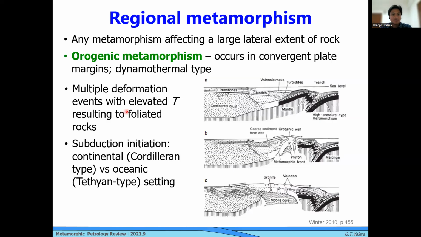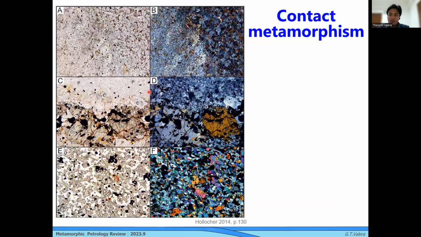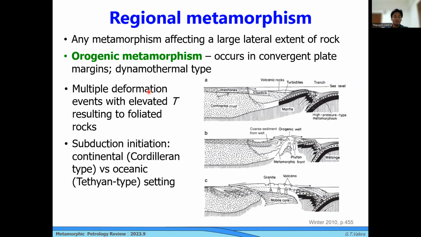Okay, so the next type of metamorphism, we move from contact metamorphism to the next type, which is regional metamorphism. As I mentioned before, there are different types of regional metamorphism because this is just based on the area that the metamorphism basically affected. But in this particular case, gagamitin natin yung regional metamorphism in the context of orogenic metamorphism. So orogenic metamorphism is when we have mountain building processes, due to basically convergence between plates.